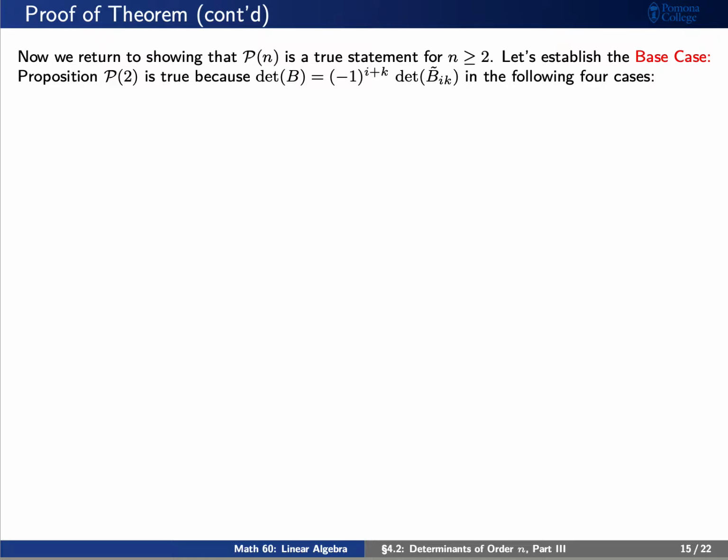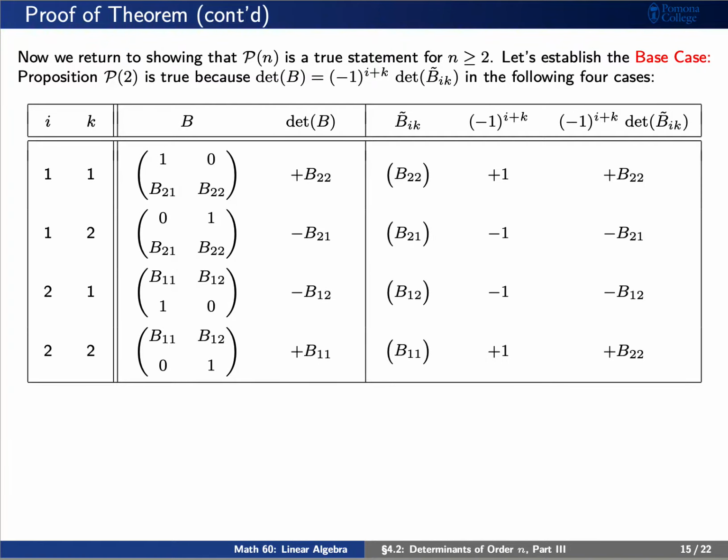Remember that our matrix B is obtained by replacing row i with the standard basis vector e sub k. Well, when n is equal to 2, we only have two rows in our matrix B, so there are only two possibilities for i, and there are only two possibilities for k. That is, there are only two standard basis vectors, either (1, 0) or (0, 1).